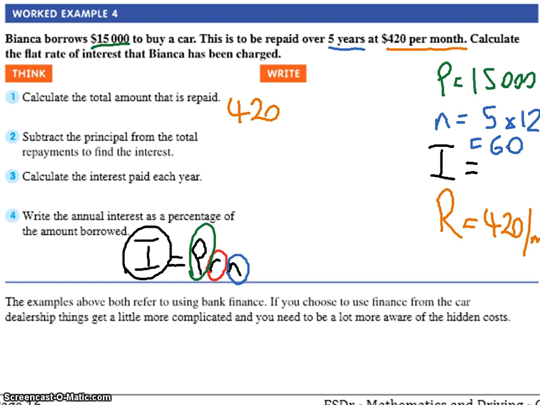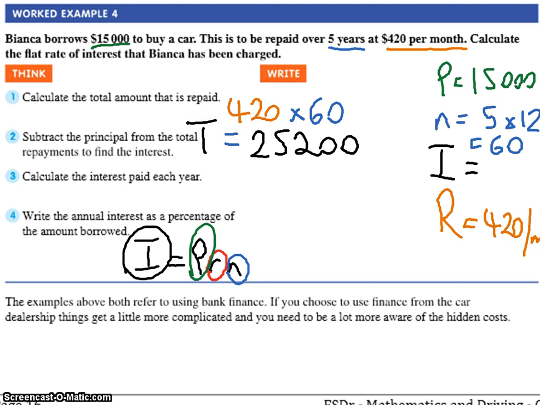That's what we look at initially because we go, it's 5 years. Then we've got to think, is it monthly, weekly, daily? This is actually monthly. So we do the 5 times the 12. She's done 60 repayments over the 5 years. Cool? So if we do the 420 times that 60, what do you get? 25,200.